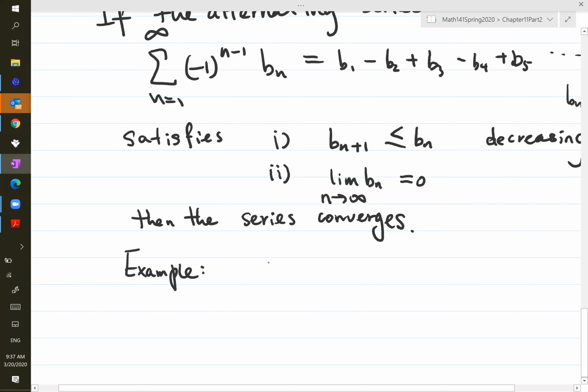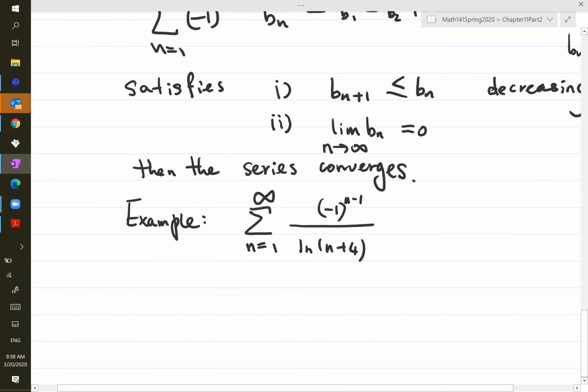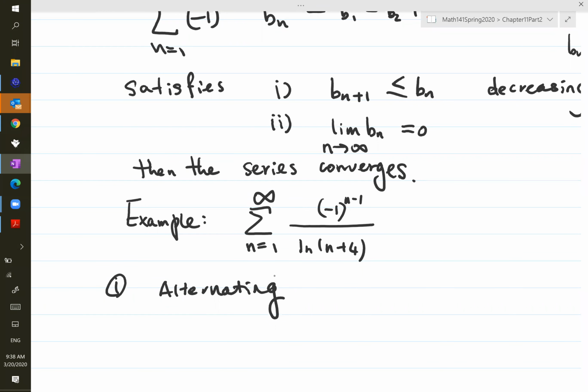Let's see the example. The sum from n equals 1 to infinity of (-1)^n over ln n plus 4. This (-1)^n is the alternating factor. So first we check it's alternating. It's very easy to check because we have -1 to some power n. Now the denominator of the fraction, ln n plus 4, is always positive.